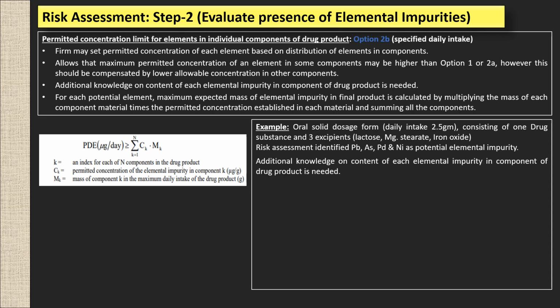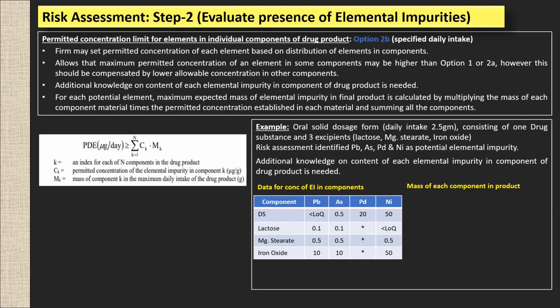In this case, additional knowledge on the component of each elemental impurity is needed for the drug product. So the data for concentration of elemental impurity in the components and mass of each component in the product, these two important things are needed. If we see, for example, the data of concentration of elemental impurity in the component, this is the additional knowledge that we need during the evaluation through option 2B. So for example, lead is below LOQ for drug substance, 0.5 for arsenic, 20 for Pd and 50 for Ni. And lactose, it can vary, that is it can be 0.1 in magnesium stearate, it can be 0.5 in iron oxide, it can be 10.